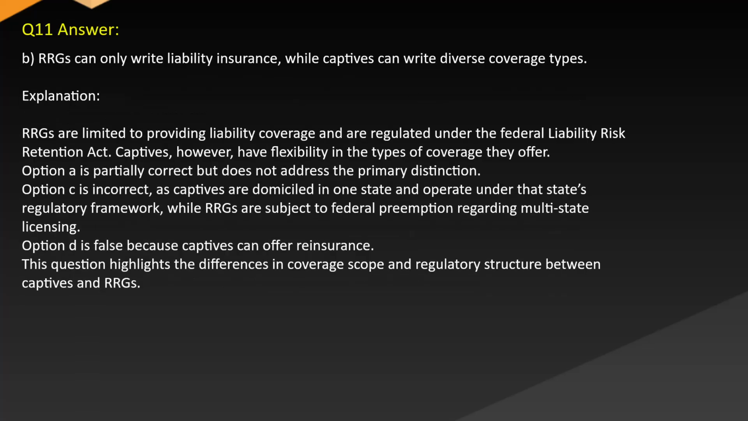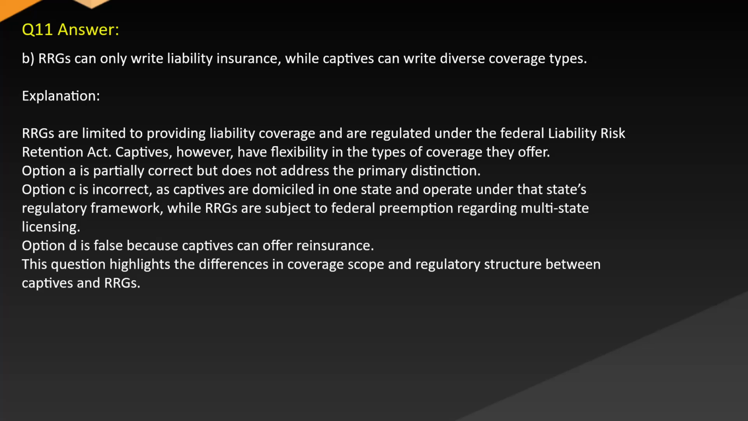Answer: B. RRGs can only write liability insurance, while captives can write diverse coverage types. Explanation: RRGs are limited to providing liability coverage and are regulated under the Federal Liability Risk Retention Act. Captives, however, have flexibility in the types of coverage they offer. Option A is partially correct but does not address the primary distinction.